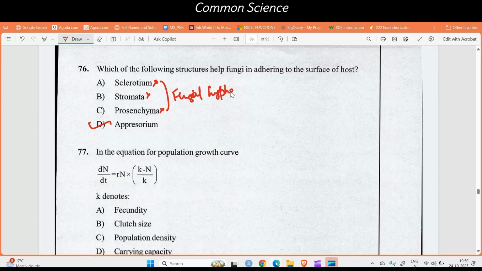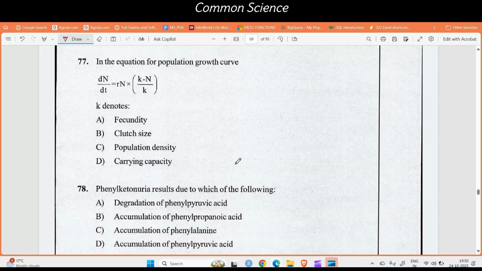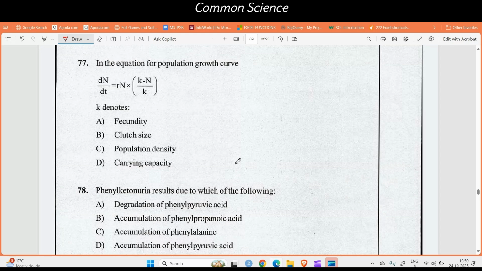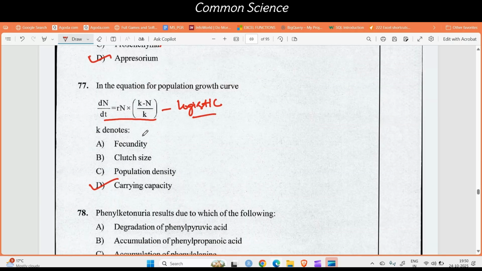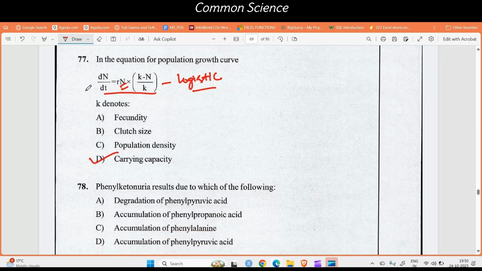These are the modifications of fungal hyphae, and the appressorium forms when the fungus gets attached to the surface of a host. Question number 77. This is the logistic population growth curve equation. K denotes carrying capacity, and N denotes number of individuals. dN by dt is the rate of change of number of individuals.